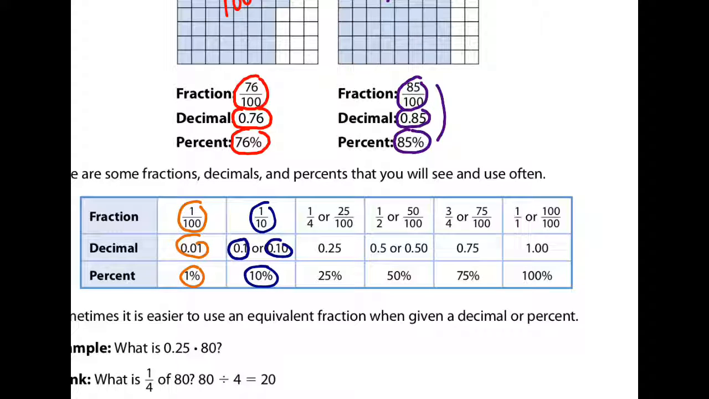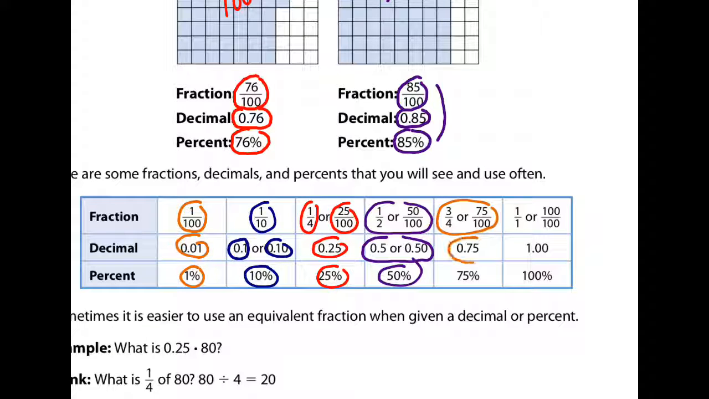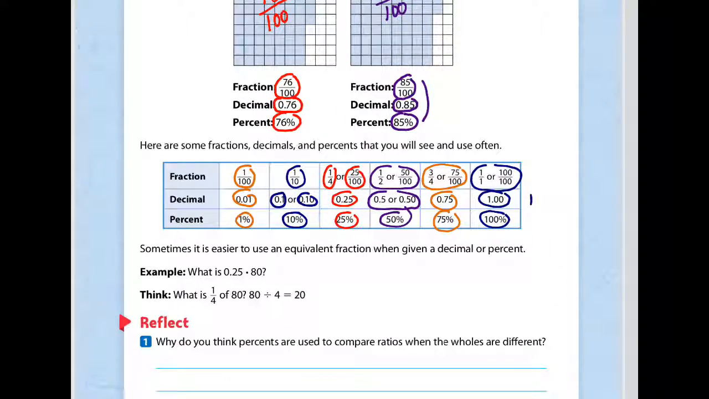You should know that 1 out of 4 or 25 out of 100 is 25 hundredths is 25%. You should know that half or 50 out of 100 is 0.5 or 0.50 is 50%. You should know that 75 out of 100 or 3/4 is 75 hundredths is 75%. And last, you should know that 1 out of 1 or 100 out of 100 is a whole, which is 1.00 or just 1, and that's 100%. These are fractions, decimals, percents that you should know.